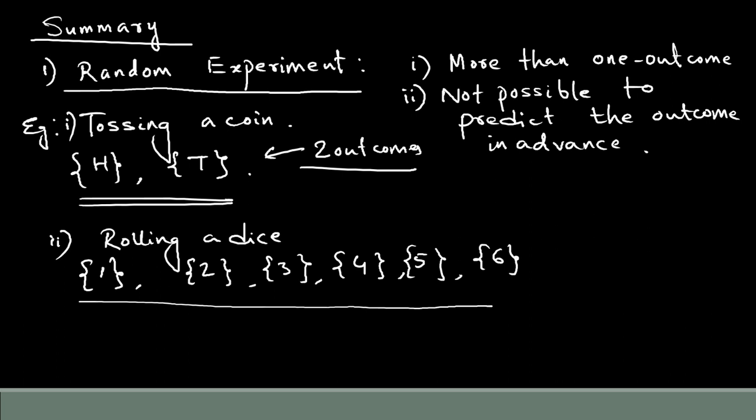Okay, so I hope you understood what a random experiment is. It has more than one outcome, and you are not able to predict the outcome in advance. Okay, so that is called a random experiment. Now let me do it here only, it will be easier. Now we will cover the second concept that is needed in probability. That is, what is sample space?